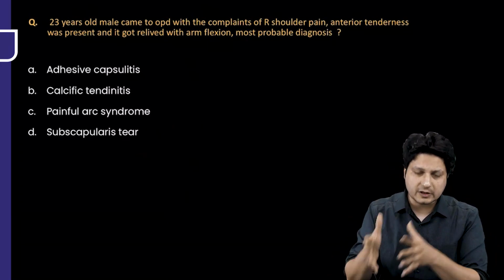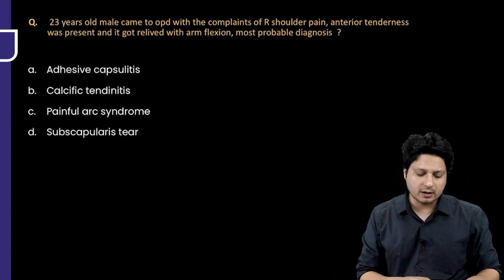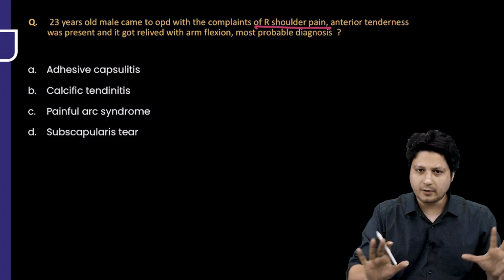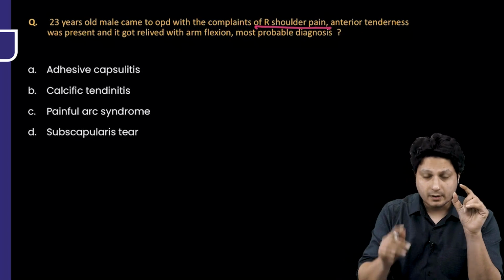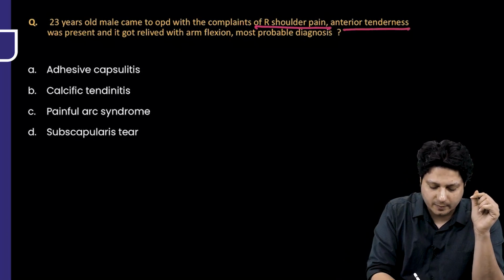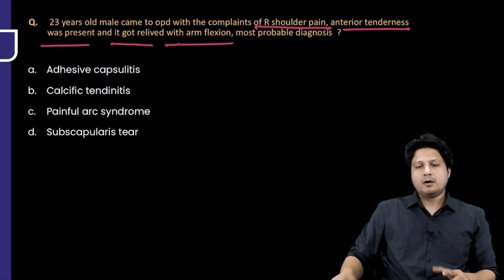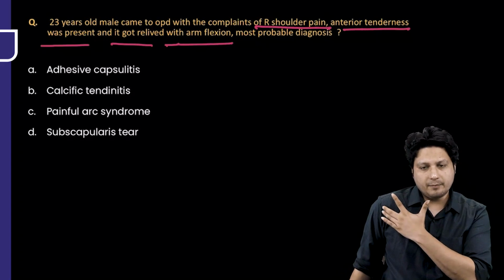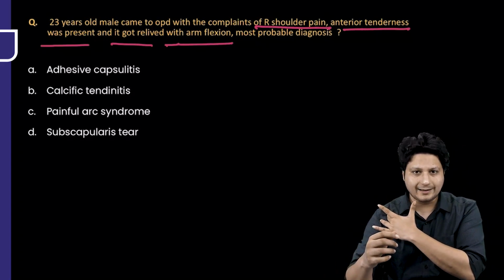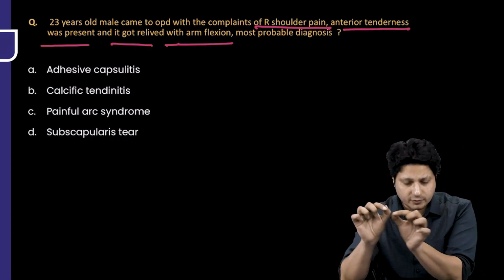Next, before we come to the soft tissue injuries around the shoulder joint, or the reasons for pain around the shoulder, there are several sample questions. Question number 1: a 23-year-old male came to OPD with the complaint of right shoulder pain. A key clinical finding is mentioned: anterior tenderness was present which got relieved with the arm in flexion. When you examine the patient with the extended arm, there will be tenderness anteriorly, but when the arm is held in flexion, the tenderness got relieved.